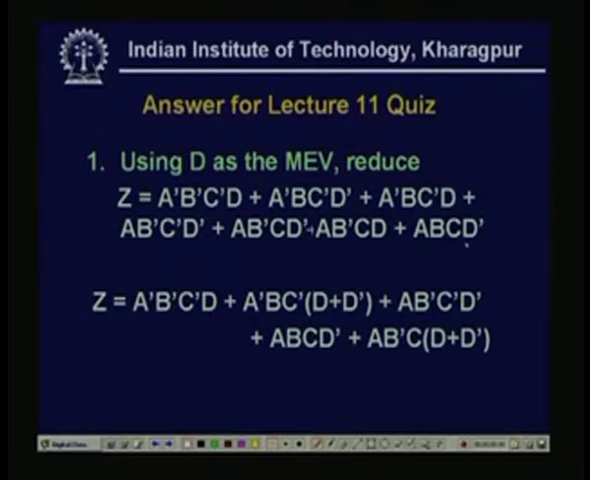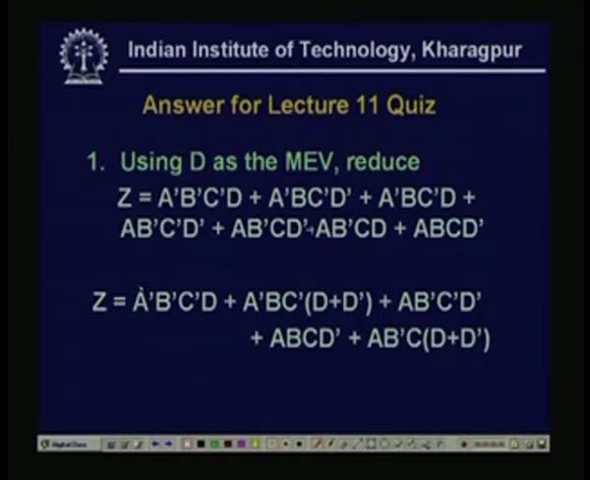Now, last day we discussed the map entered variable. That means this is a technique which reduces a larger number of variables towards a lower one. So, here the Z function is a 4 variable function, A B C D. Now we can rearrange this function like that. See, the first min term A'B'C'D' is as it is.